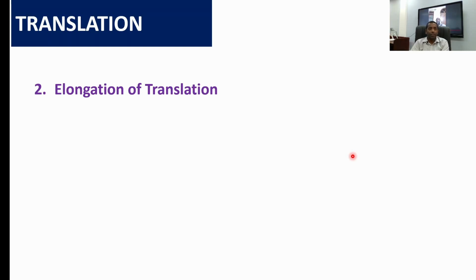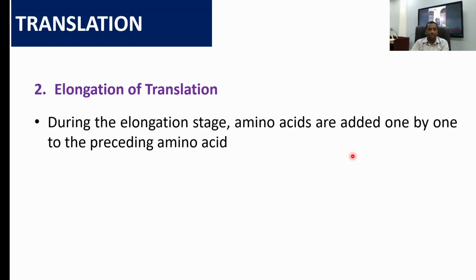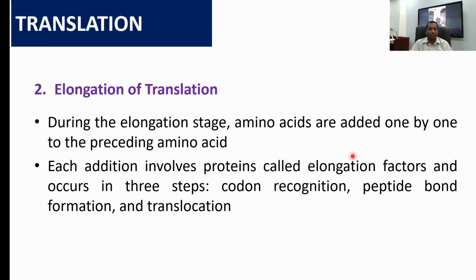The next stage of translation is elongation. So, during elongation, amino acids are added one by one to the growing amino acid or polypeptide chain. And each addition of an amino acid involves elongation factors and occurs in 3 steps.